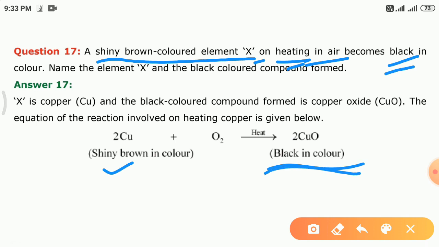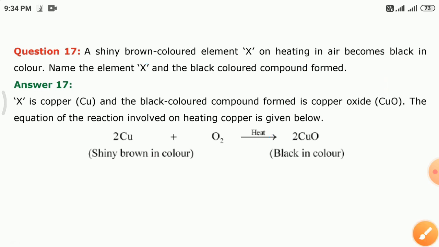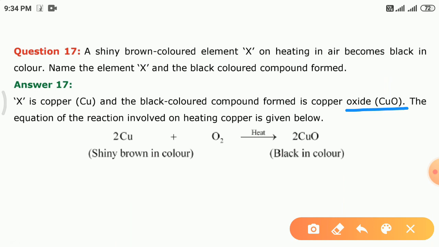is copper oxide, CuO. When copper reacts with oxygen and heat is provided during the reaction, copper reacts with oxygen and forms copper oxide, which is black in color. So here we can write X is copper, and the black colored compound formed here is copper oxide, CuO. The equation of the reaction involved on heating copper is given below. 2Cu plus O2 gives 2CuO.